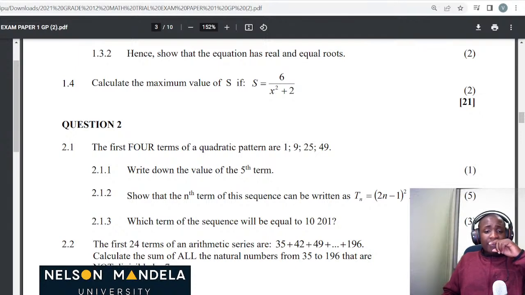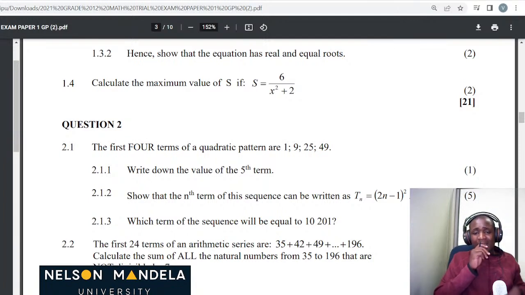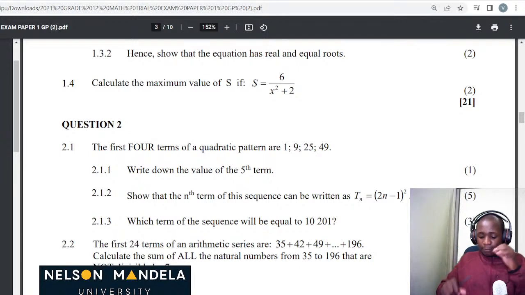Now we are given the first four terms of a quadratic pattern: 1, 9, 25, 49. Okay, great. Now determine or write down the value of the fifth term. This is now the great thing.